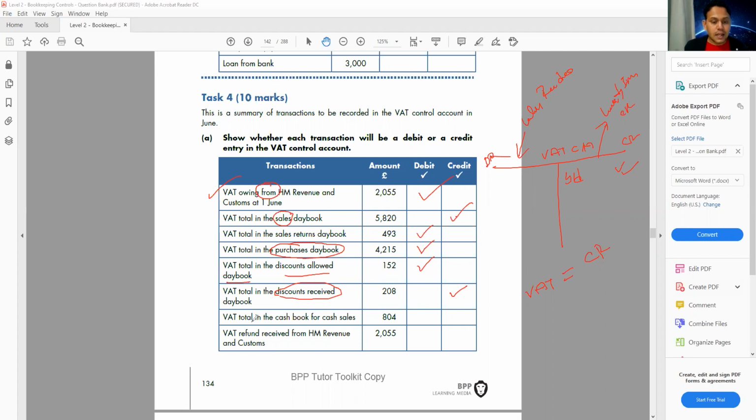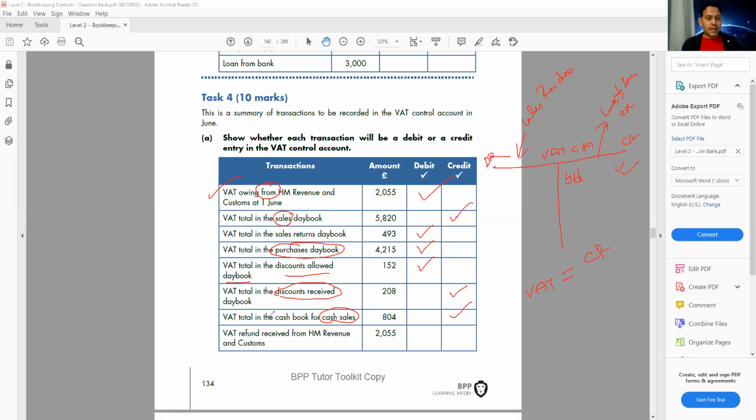VAT total on the cash book for cash sale. Doesn't matter if it is a cash sale or credit sale. As long as it is a sale, we have to pay the VAT. So that will be our liability, and that will be our credit.